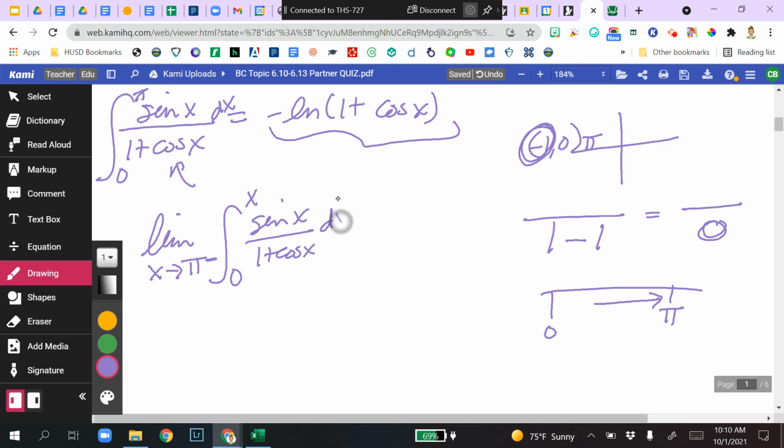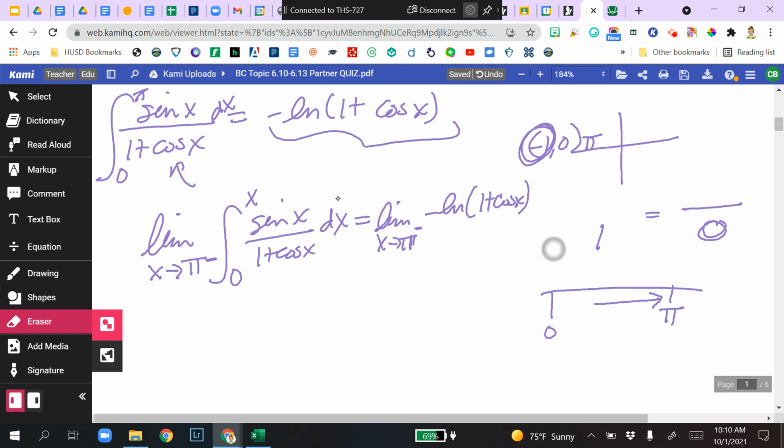And if I think of this as an equation, whatever I do to the left side of the equation, I have to do to the right side of the equation. So I'm also going to take the limit as x approaches pi from the left of negative natural log of 1 plus cosine x. I'm going to erase this mess over here that we were scribbling in.